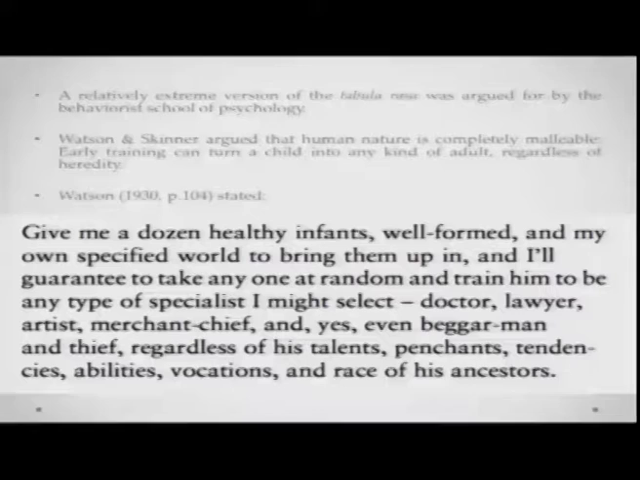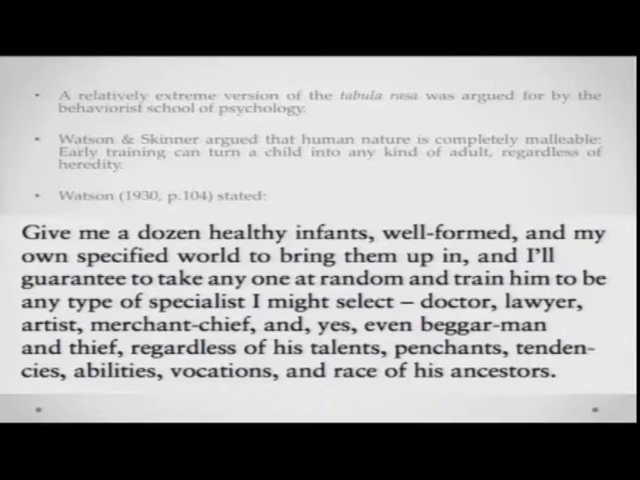Now, early training. What they believed was that early training can turn a child into any kind of adult regardless of heredity. So, these people are giving a lot of importance to the nurture part and not so much to the nature part. They would assume that given the correct kind of training, and I will demonstrate this with a quote that Watson famously said.